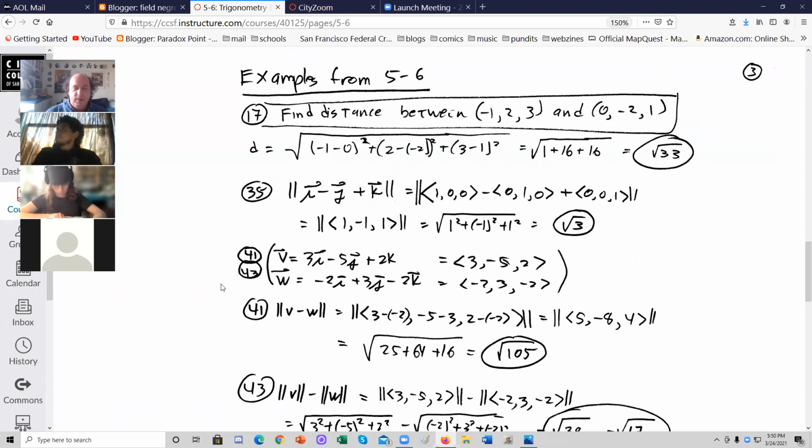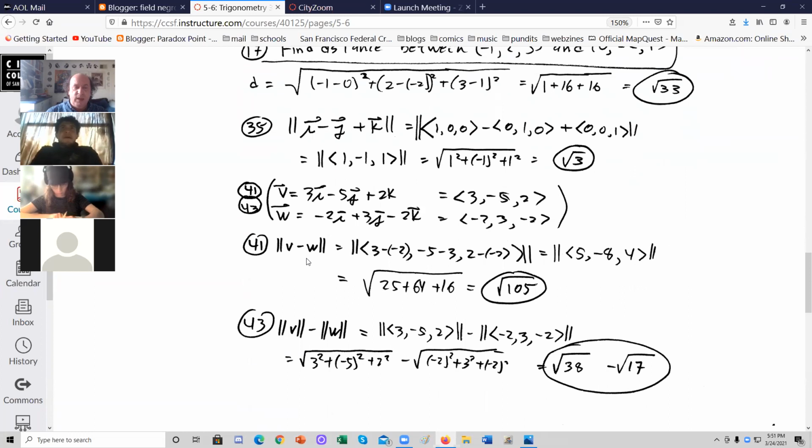Now, for these next two, 41 and 43, we're given vector v and vector w. V is 3i minus 5j plus 2k, that's (3, -5, 2). W is -2i plus 3j minus 2k, which is (-2, 3, -2). They ask for the length of the difference and the difference of the lengths. Two very different concepts.